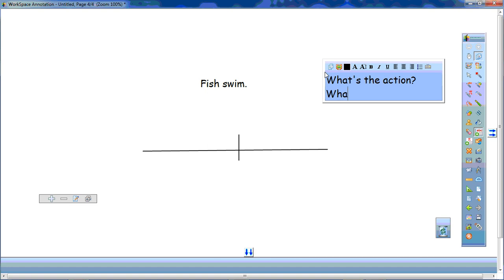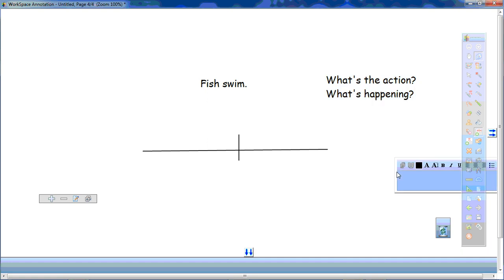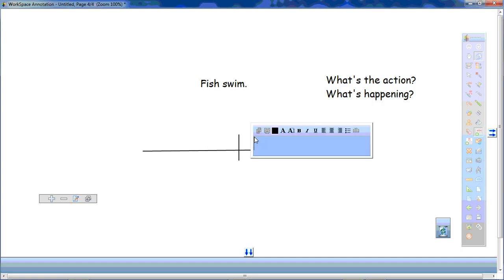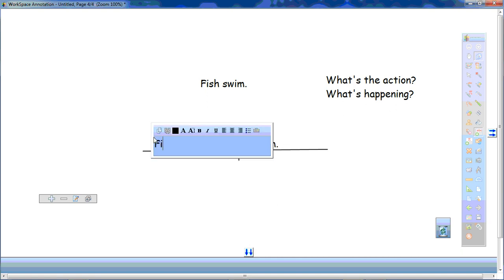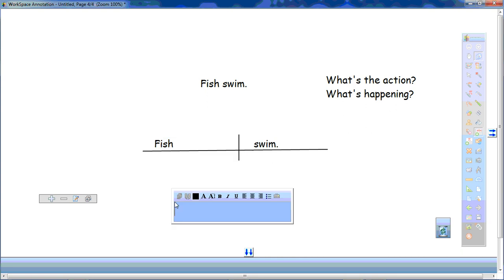What's happening in this sentence? I know that swimming is happening, and therefore it's probably the verb, so I'll put swim here, put the period, and that works out. Now I'm going to put fish over here and capitalize that. And that's how I would diagram that sentence.